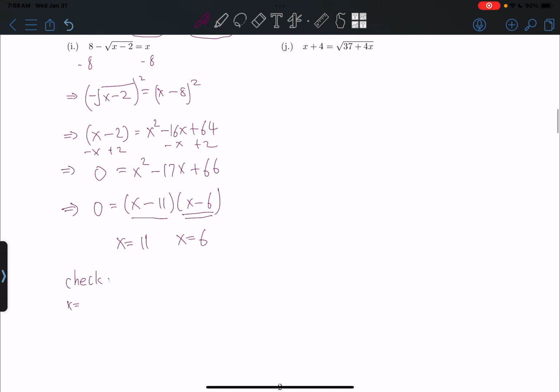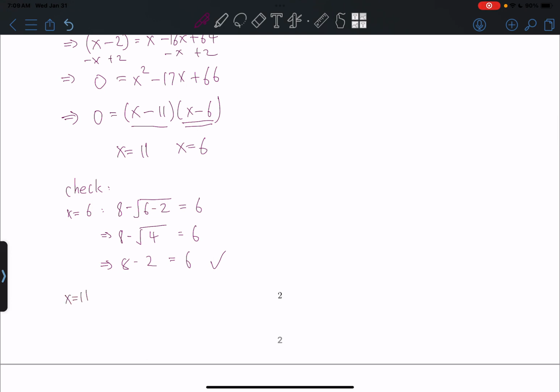So for x equals 6, we plug it back into the original equation. So we got 8 minus square root of 6 minus 2 equals 6. So I guess 8 minus square root of 4 equals 6. And square root of 4, of course, is 2. So 8 minus 2 equals 6. And that's good.